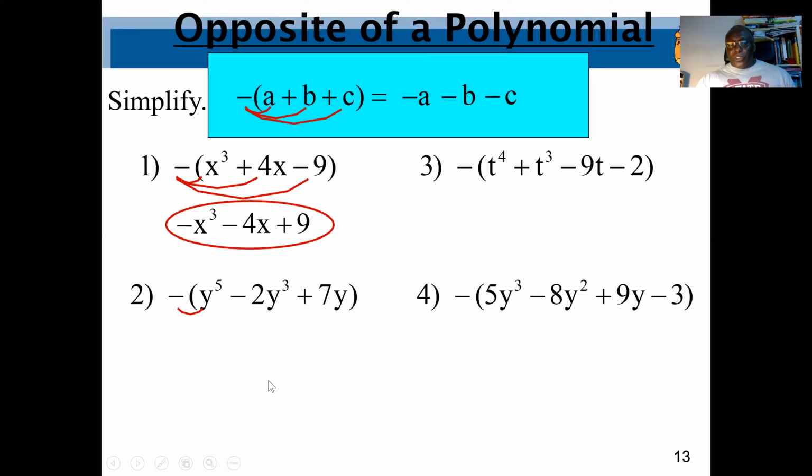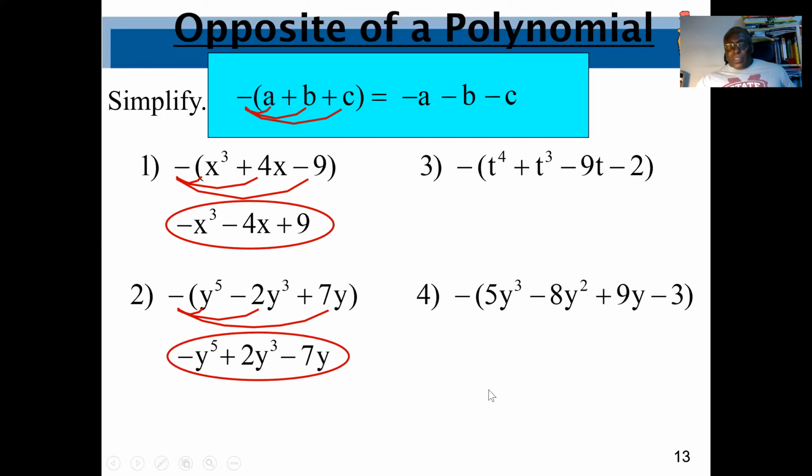Same thing applied to this question 2. We have a negative outside, so all the signs will change. So positive will give me negative y to the power 5. Negative here, 2y cubed, so that will be positive 2y cubed. Positive 7y, so that will give me negative 7y cubed.